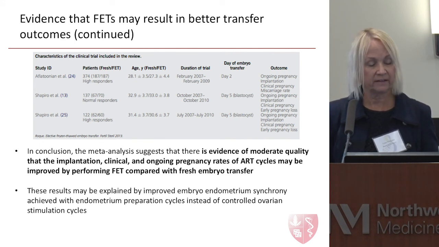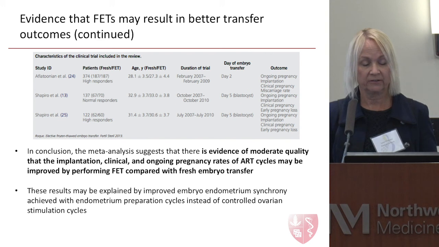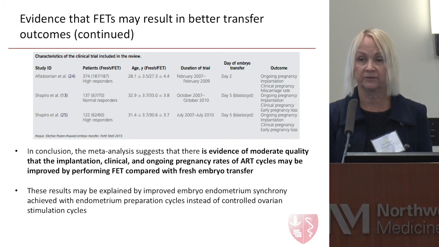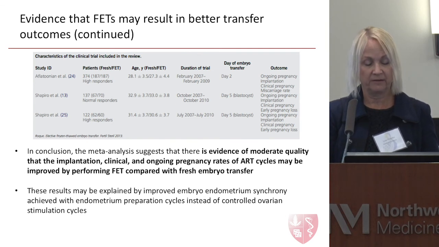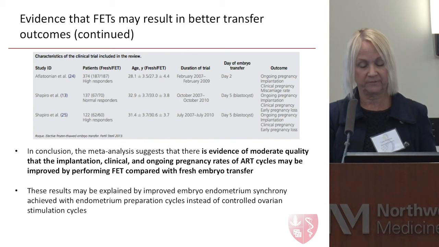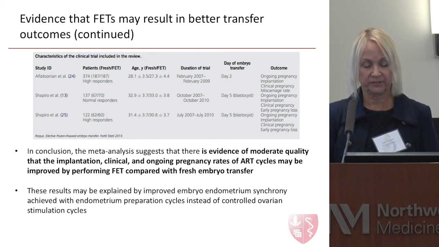One of the studies, the first one, was doing transfers with day 2 embryos, and then the 2 by Dr. Shapiro and his group looked at blastocyst, and one was in normal responders and in high responders. But you can see 2 of the 3 studies were in high responders. And so in this meta-analysis, they showed that the implantation, clinical, and ongoing pregnancy rates may be improved by performing frozen embryo transfer. And they concluded that this was probably because of improved embryo endometrium synchrony. So controlled ovarian stimulation may have a negative impact on the endometrium.